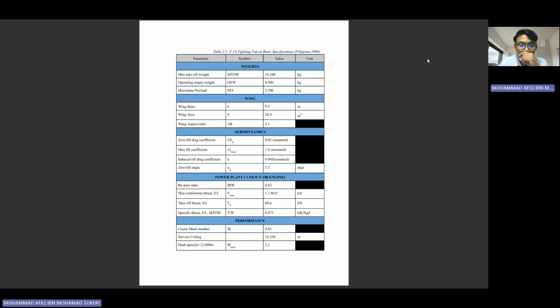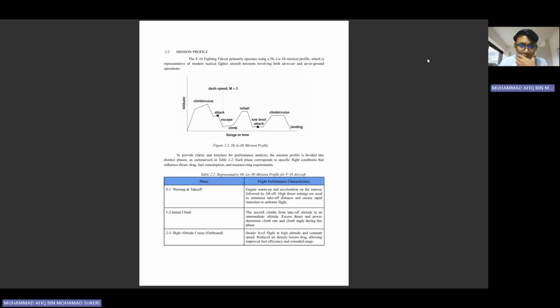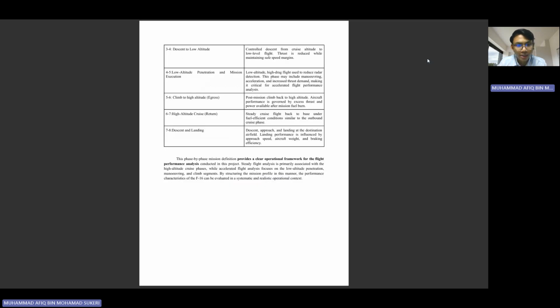All right, next is the mission profile. Since this is a combat aircraft, its missions involve both air-to-air and air-to-ground operations. This is the typical mission profile for high-low-high missions, which is suitable for the F-16. It is essential for us to understand the mission profile because it provides a clear operational framework for the flight performance analysis later on.